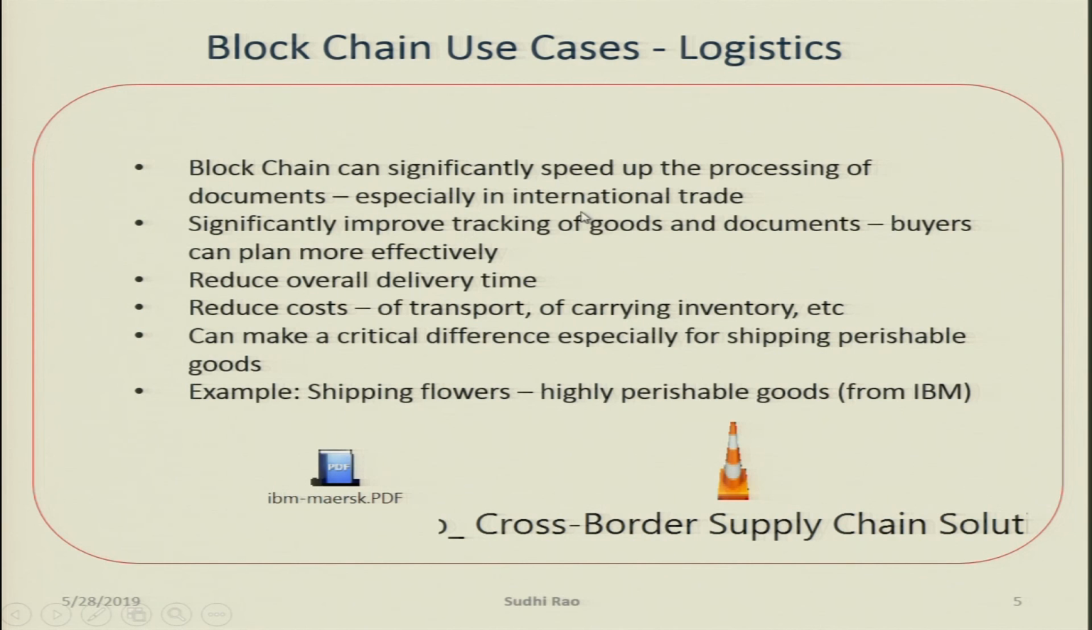Significantly improved tracking of goods and documents, buyers can plan more effectively. In a non-blockchain world, I have to depend on various people to tell me where the shipping is. Once the farmer gives it to the processing center, they have to tell me where my container of apples is. They have to send me an email, or I have to call them or something like that. Once it goes to the port, the handling agency has to tell me where it is, and once it goes to the ship, the shipping company has to update me.